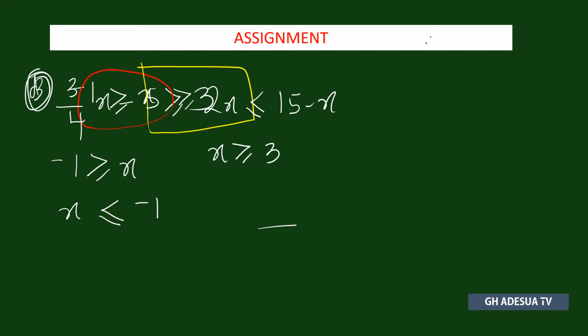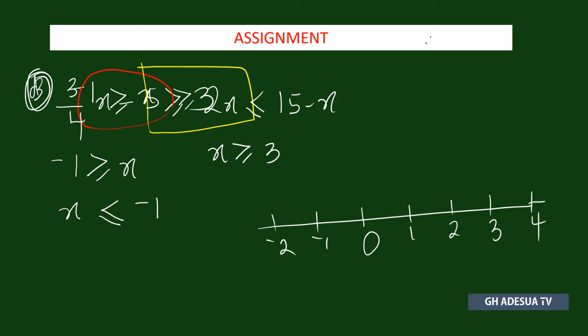So draw a number line. You are supposed to have x greater or equal to 3, so there should be a positive 3, and x is less or equal to -1. There's a -1. So you draw your number line with that in mind. So 0, 1, 2, 3, 4, -1, -2.